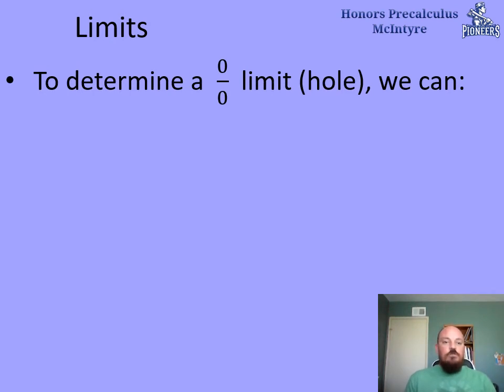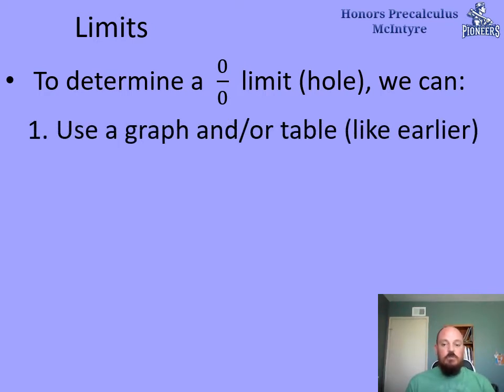So to determine the answer for the limit when you do get a 0 over 0, or when you figure out that there's a hole in the graph, there's a few things you can do. Number one, even though it's not what we're doing today, I want to mention what you could do is what we did in section 3.2. So you can use either of the things we've learned so far. You can use a graph and look for where that hole is. You can make an XY table and look for patterns with the numbers.